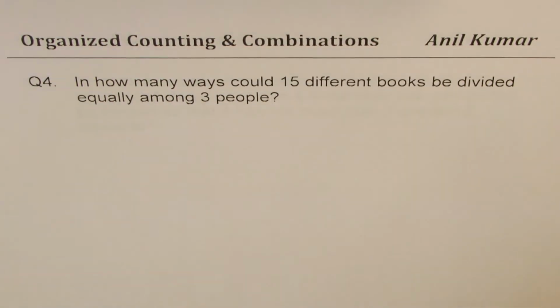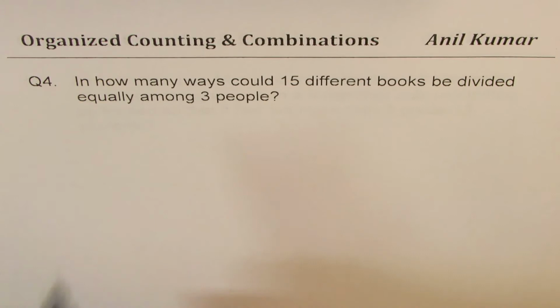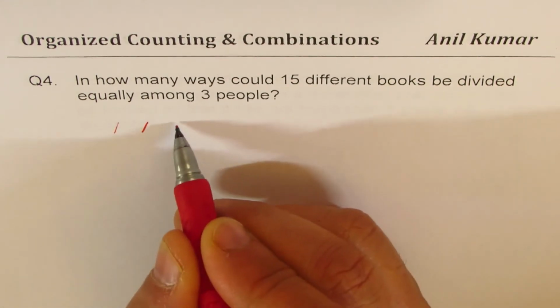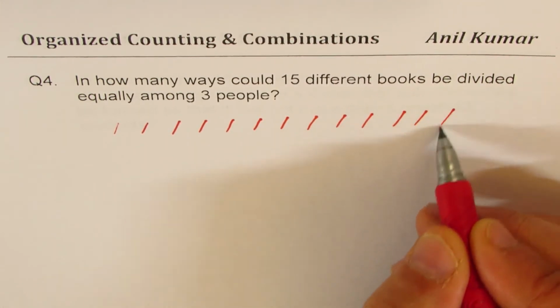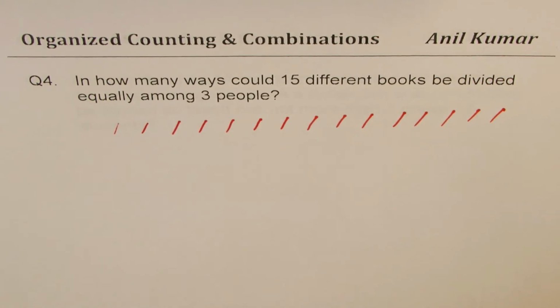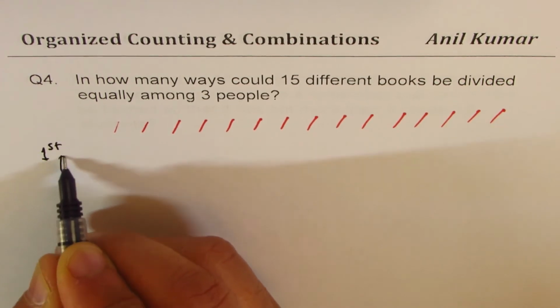Okay, so now question number four is, in how many ways could 15 different books be divided equally among three people? So we have 15 different books. Let's say this is 1, 2, 3, 4, 5, 6, 7, 8, 9, 10, 11, 12, 13, 14, 15. Right? So let's say these are the books and they have to be divided amongst three people. So first person has how many choices? We'll go by person this time.